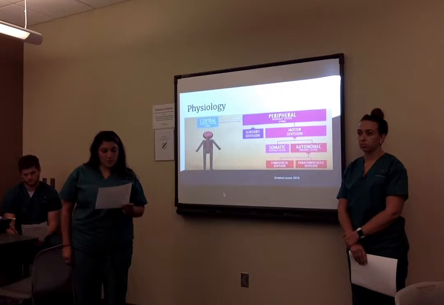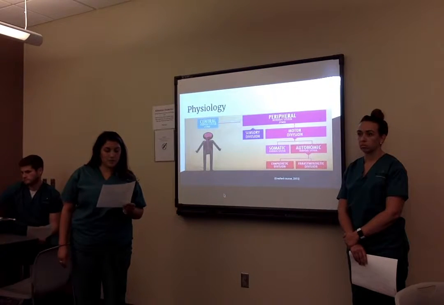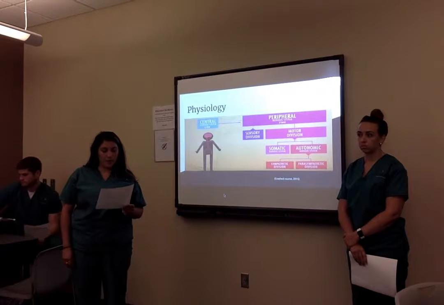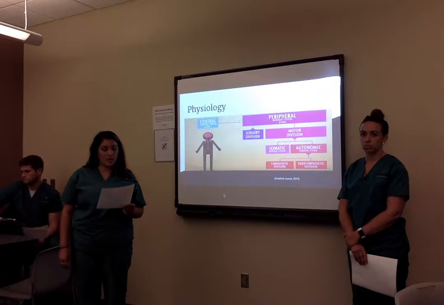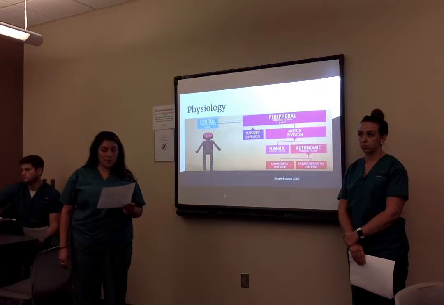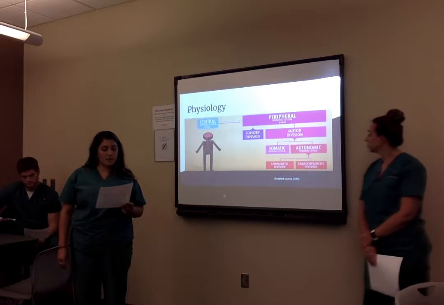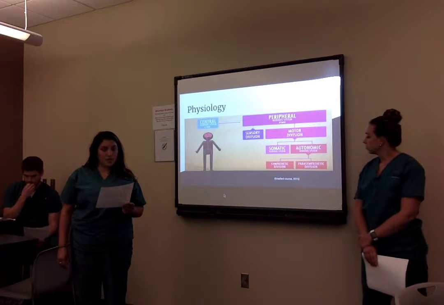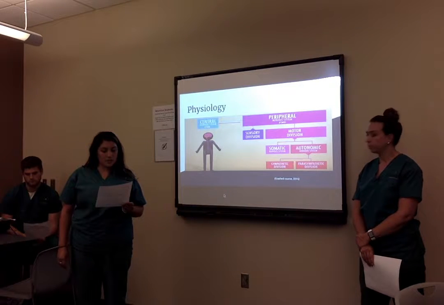There are two systems, the central nervous system and the peripheral nervous system. The peripheral nervous system has sensory input and motor output that is divided further into the somatic or voluntary control, skeletal muscles, and the autonomic, the unconscious regulation of bodily functions like respiratory rate and heart rate. The sympathetic nervous system activates the fight or flight response, and the parasympathetic activates the rest and digest response.